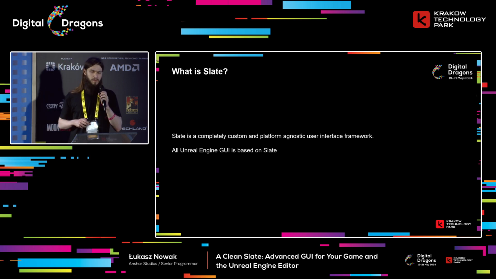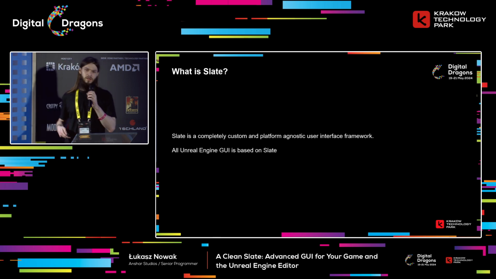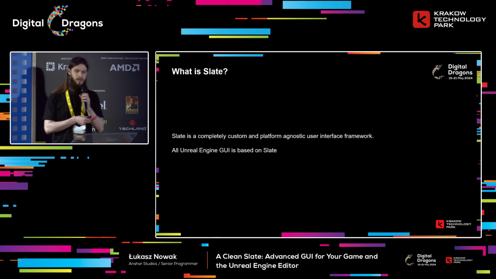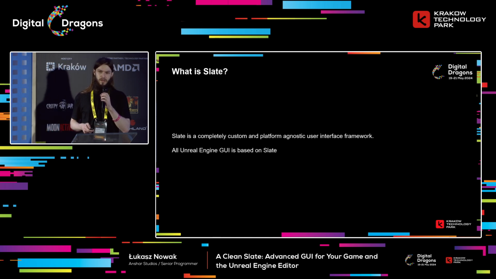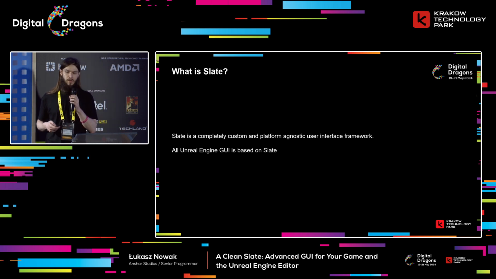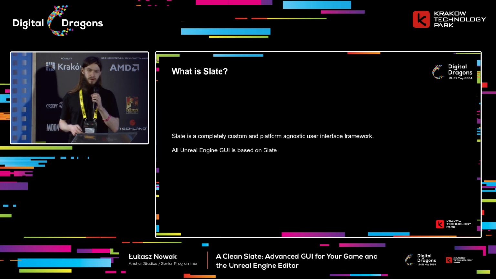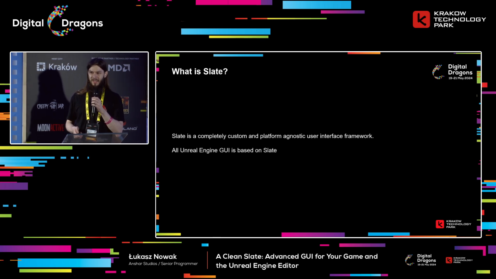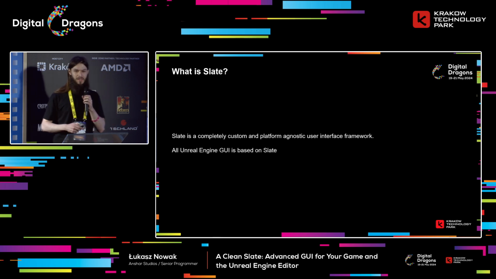All right, what is Slate? Slate is a framework for graphical user interface developed entirely by Epic Games. That means that everything in the Unreal Engine, including the editor, the Epic Games launcher, and all the standalone programs that ship with the engine, is made entirely in Slate. That's why, if you remember, at the beginning of the Epic Games launcher, you often got crashes and a typical Unreal Engine crash log, because it was the same asset.